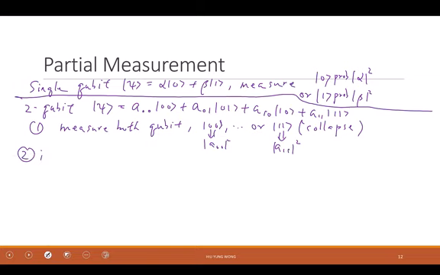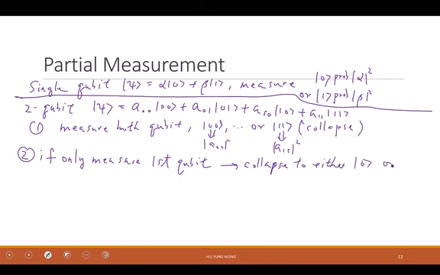I only measure, let's say, the first qubit. I have the liberty to do that. I have 2 electrons, right? Instead of measuring both, I just measure on that. What are the possibilities? Well, the first qubit can collapse to either 0 or 1, right? Because I only measure one of them.